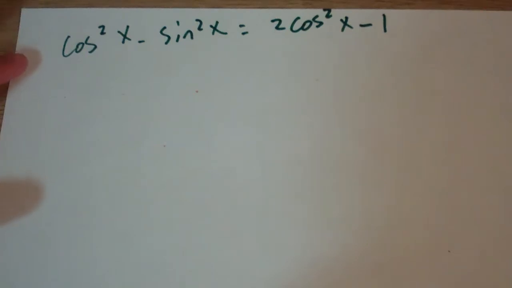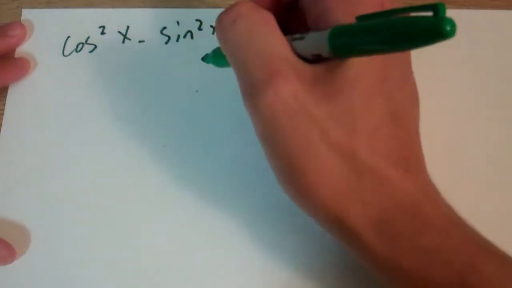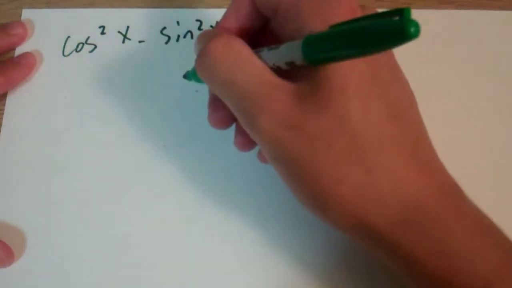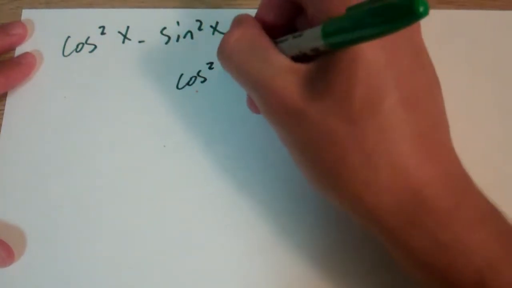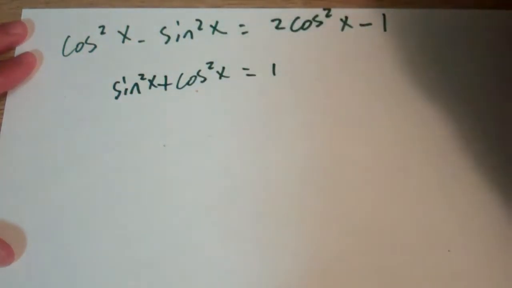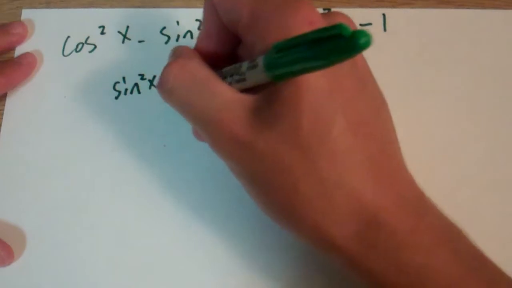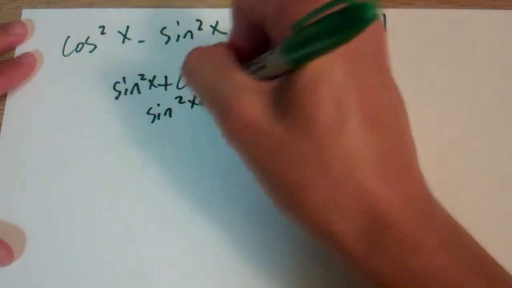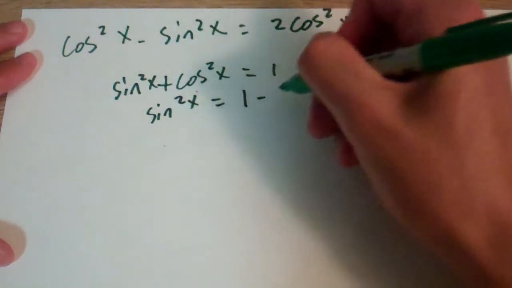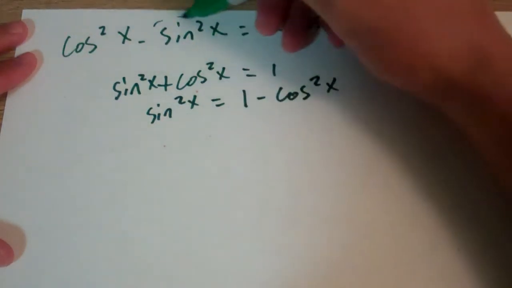I could work either side, really. What I'm going to do is pick this side and concentrate on it. Well, I've got an identity, right? Sine squared x plus cosine squared x is equal to 1. And so, what is sine squared x? Well, if I subtract cosine squared x from this side, sine squared x is equal to 1 minus cosine squared x. So this is just an identity, and it's just for this right here.